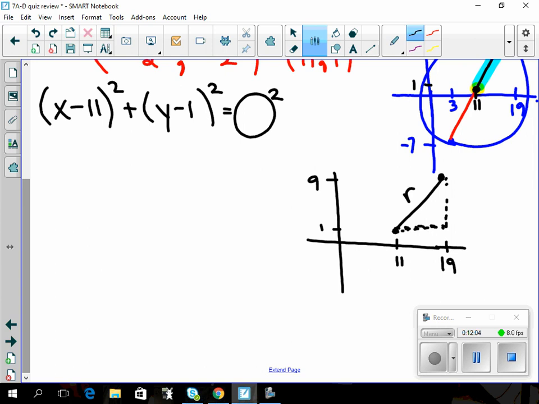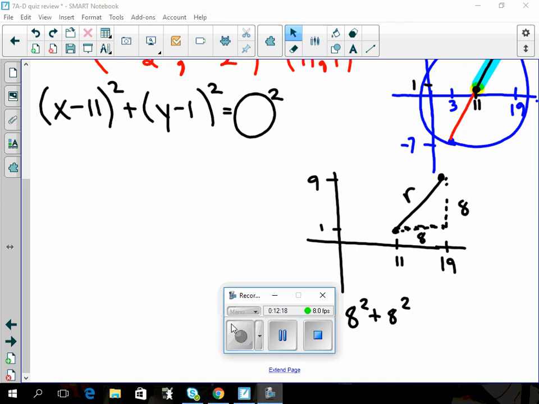What's the distance between 11 and 3? Good. What's the distance between 1 and 9? So what is the radius squared? I have 8 squared plus 8 squared, and we'll finish this up after lunch. If we're looking at the right triangle, 8 squared plus 8 squared is equal to r squared, isn't it? What is 8 squared?